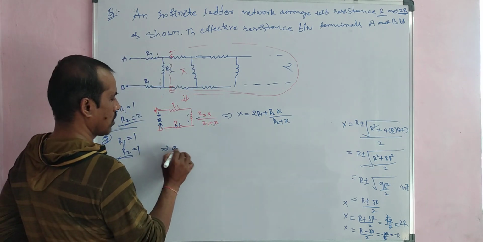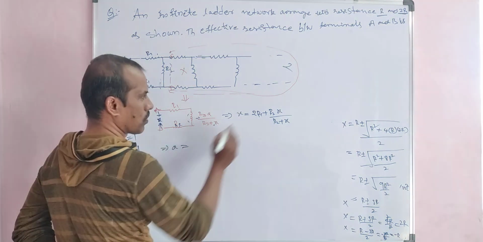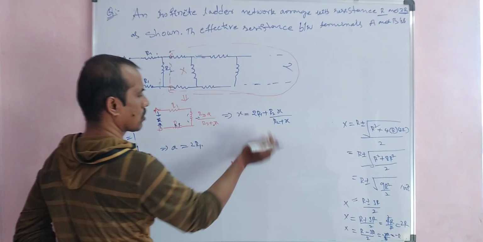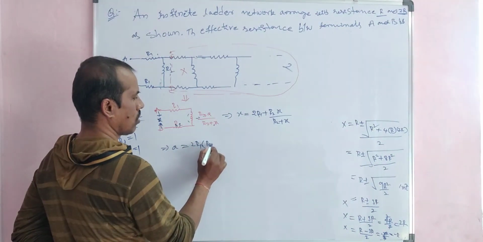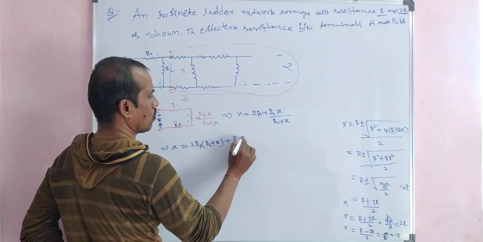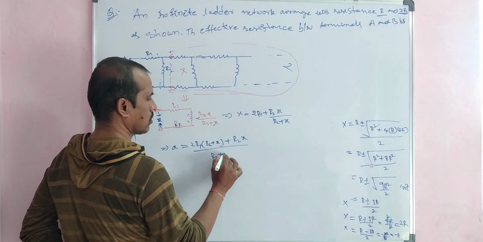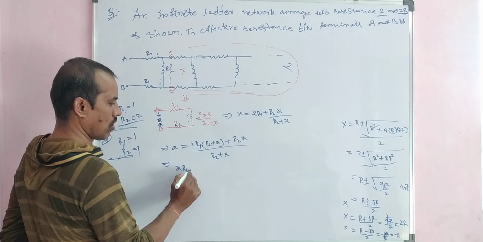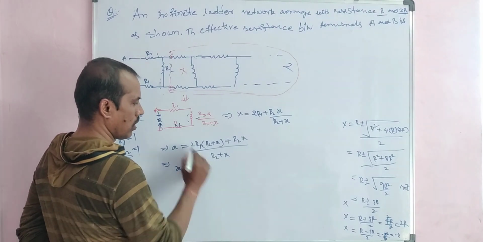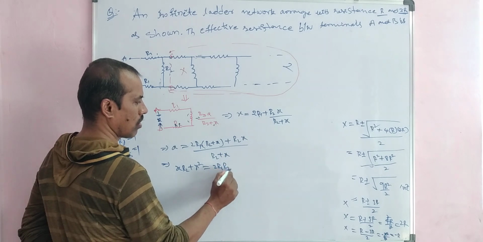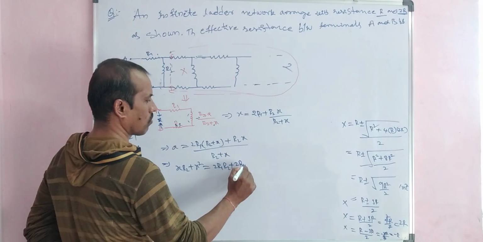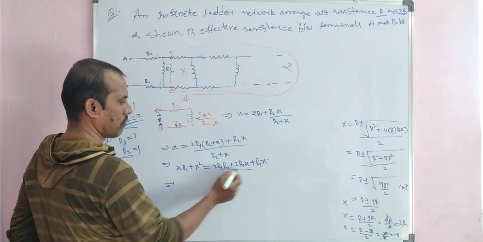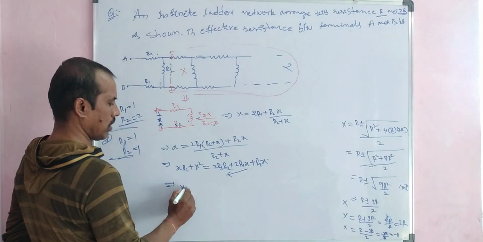Simplifying here, x is the effective distance of the circuit. x equals 2r1 cross multiplication into (r2 + x), plus r2x by (r2 + x). So once again, x times (r2 + x), that is x square, is equal to cross multiplication 2r1r2 plus 2r1x plus r2x.